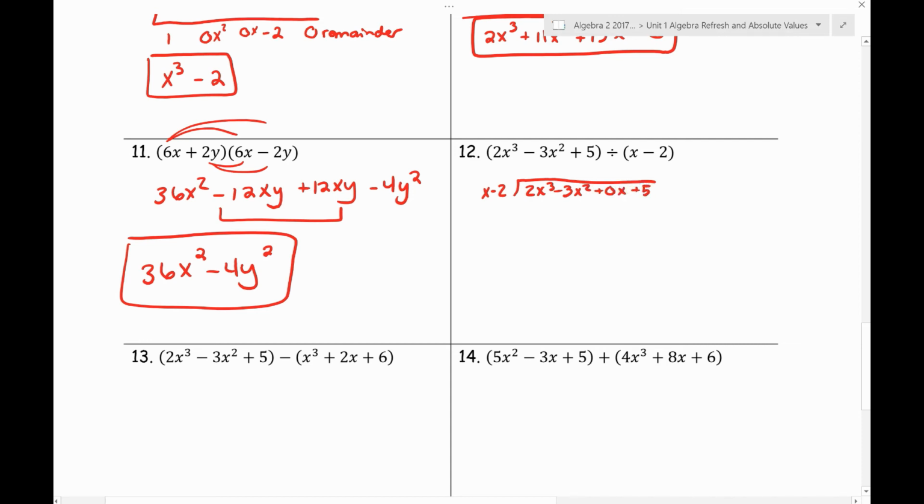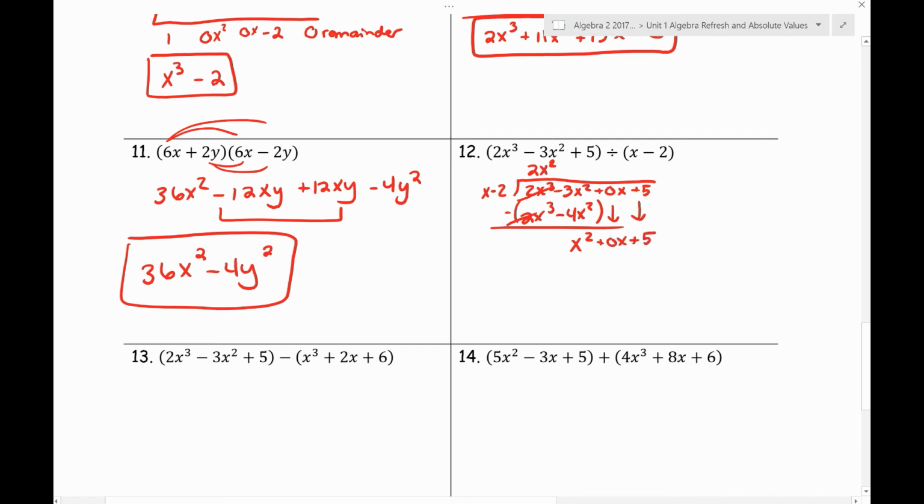Okay, so 2x cubed divided by x gives me 2x squared. That gives me 2x cubed when I multiply them. 2x squared times negative 2 is a negative 4x squared. I'm going to subtract, and I get the first term to cancel like I want. Negative 3x squared plus 4x squared gives me 1 positive x squared. Bring down the 0x and the 5.